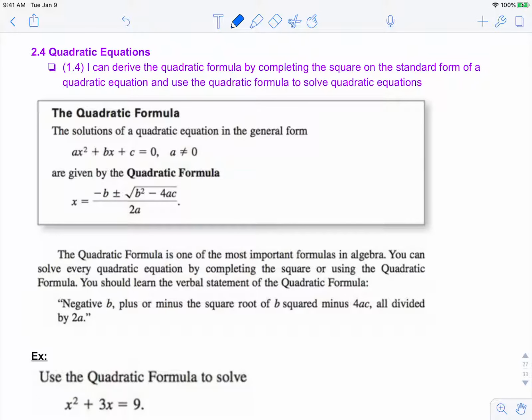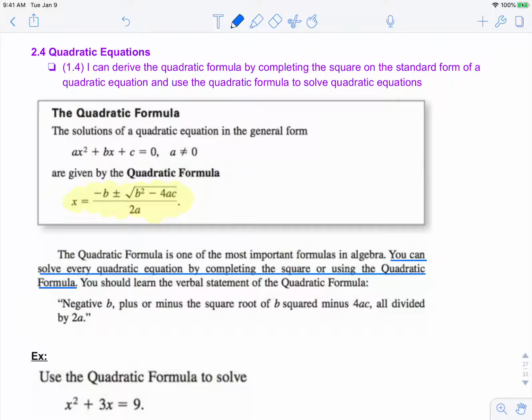Another method for solving quadratic equations is the quadratic formula. Remember, we watched a video on how to derive this formula by completing the square, but you do need to memorize this quadratic formula. The quadratic formula is one of the most important formulas in algebra. You must keep in mind you can solve every quadratic equation by completing the square or using the quadratic formula.